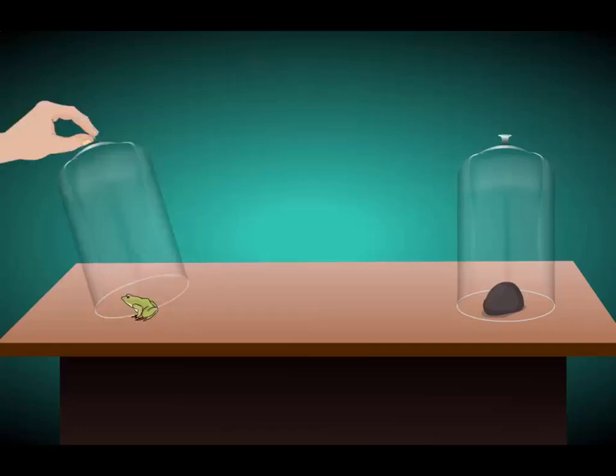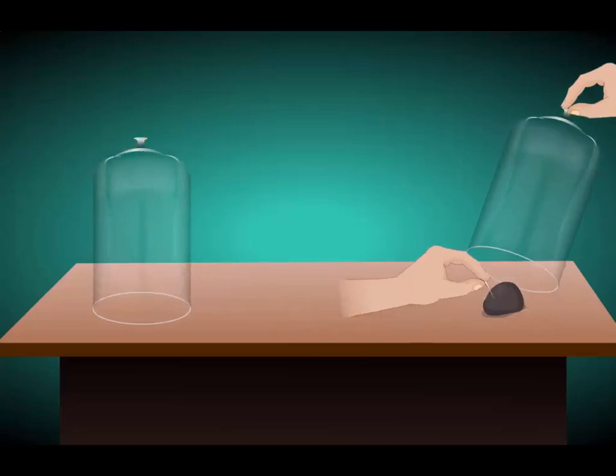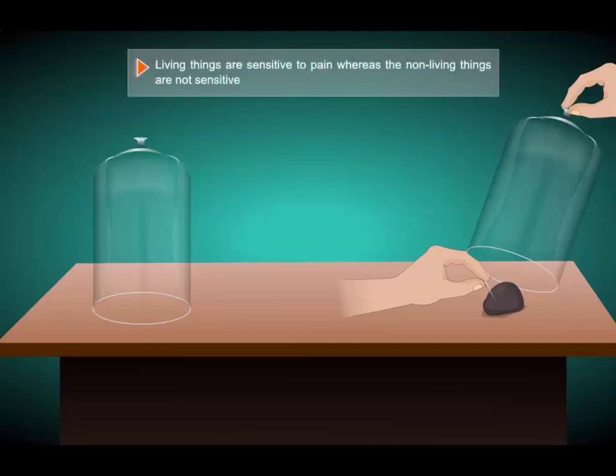Let us now prick one of the limbs of the frog with a needle. What do you observe? We see that the frog withdraws its limb and jumps. But if we prick the stone with a needle, it does not move from its position. That is, living things are sensitive to pain, whereas the non-living things are not sensitive.